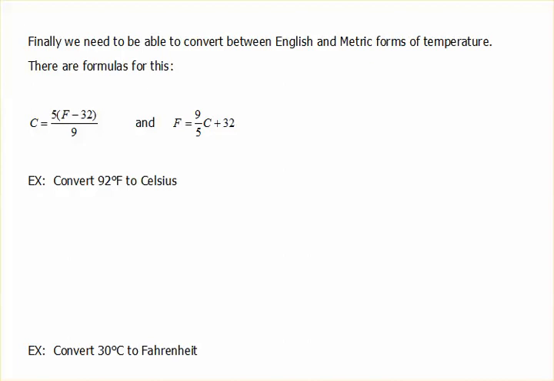So let's go ahead and see how we need to convert these. There are formulas for converting between Celsius and Fahrenheit, and I've listed them out here. Celsius equals 5 times the Fahrenheit temperature minus 32, divided by 9. And Fahrenheit equals 9/5 of the Celsius temperature plus 32. So it just depends on where you're converting to and from as to which formula you use. So let's get an example of each of these.